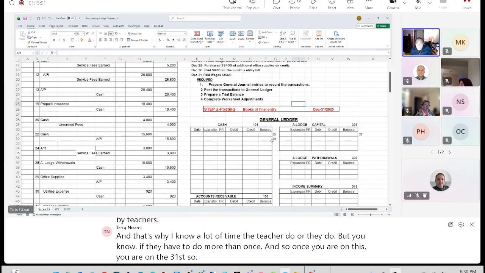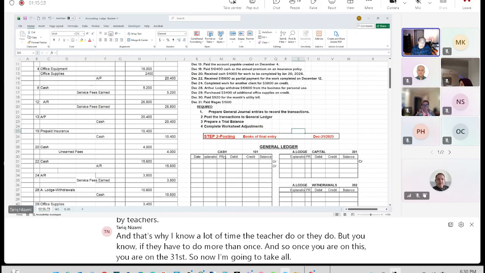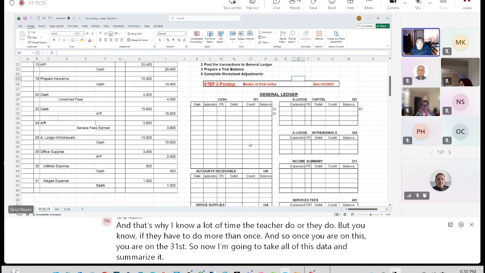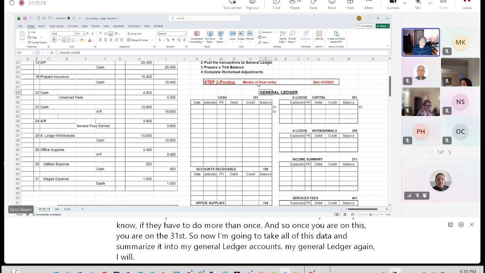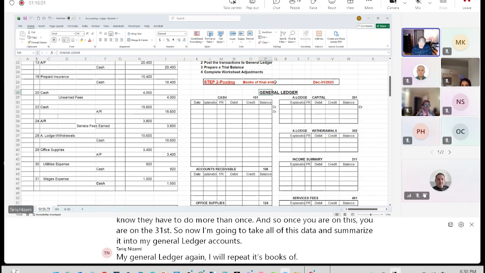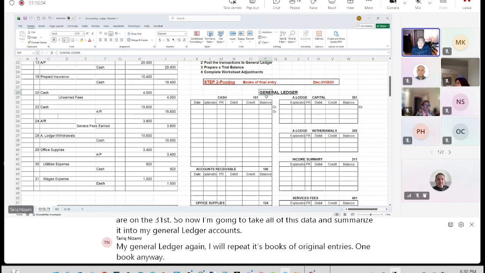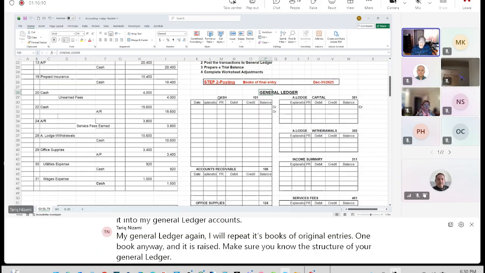So now I'm going to take all of this data and summarize it into my general ledger accounts. My general ledger, again, I will repeat, it's books of original entries, one book anyway. And make sure you know the structure of your general ledger is exactly according to your chart of accounts. What does that mean?